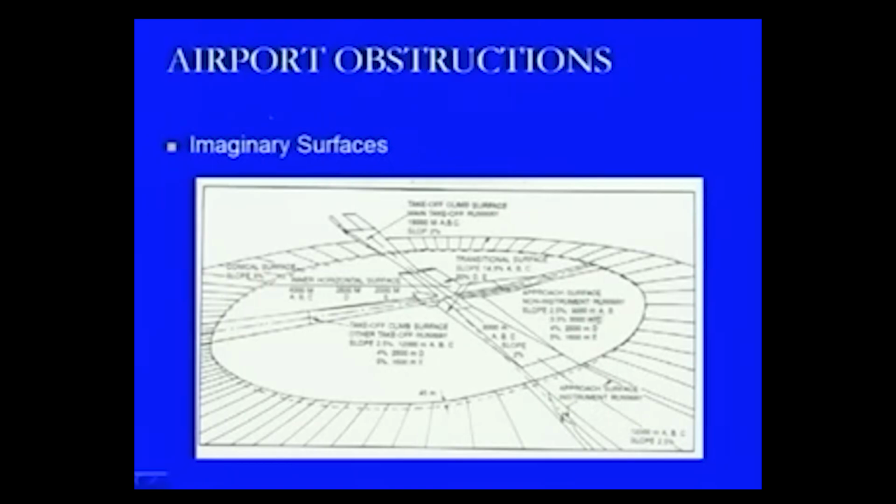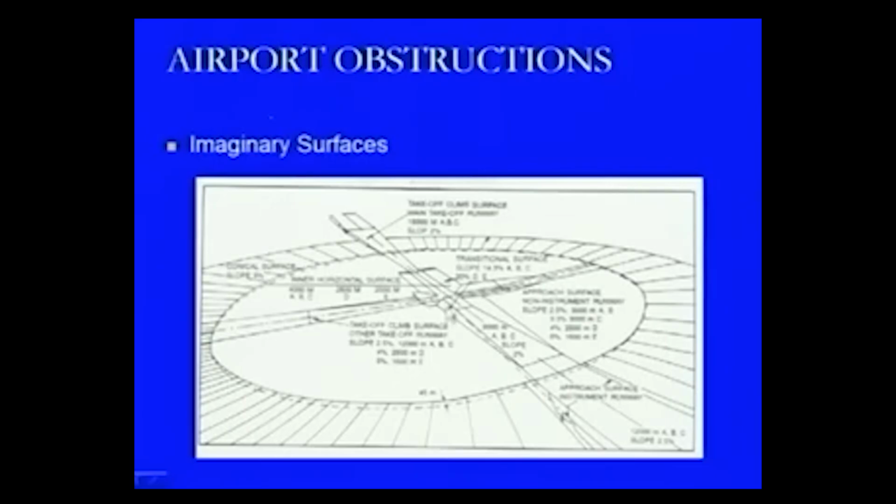This is the approach surface for a non-instrument runway: slope of 2.5% at 3000 meters for A and B, 3.3% for 3000 meters at C, 4% for 2500 meters for D, and 5% at 1600 meters for E category of runway strip. Here the transitional surface slopes have been shown as 14.3% for A, B and C and 20% for D and E. This is for this area.